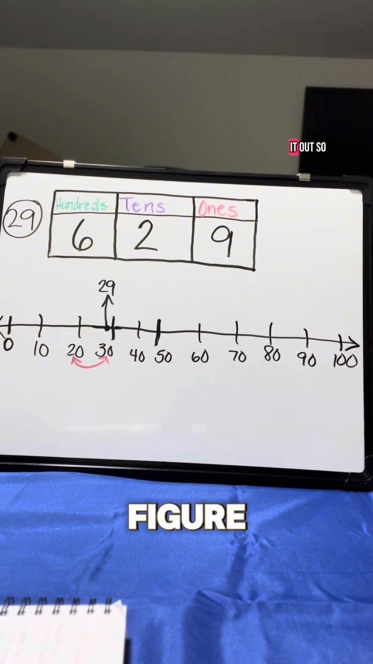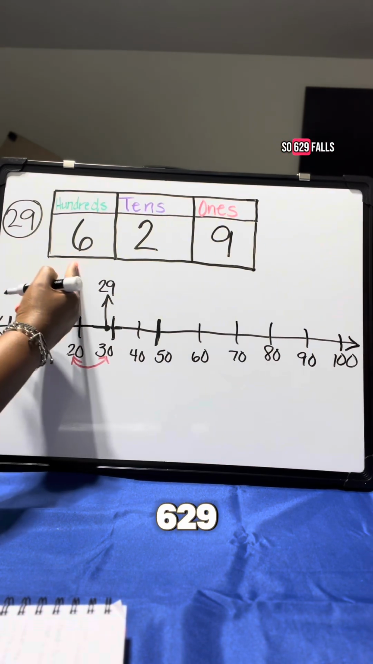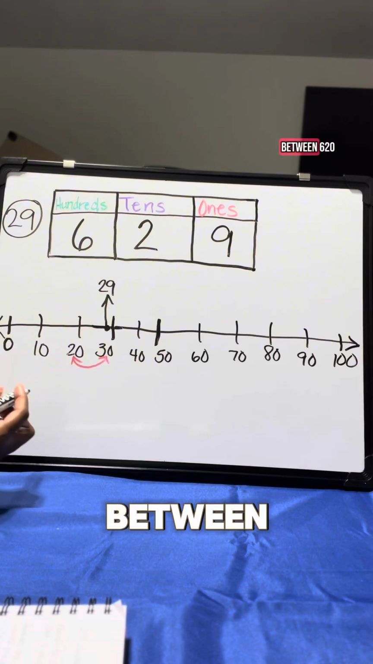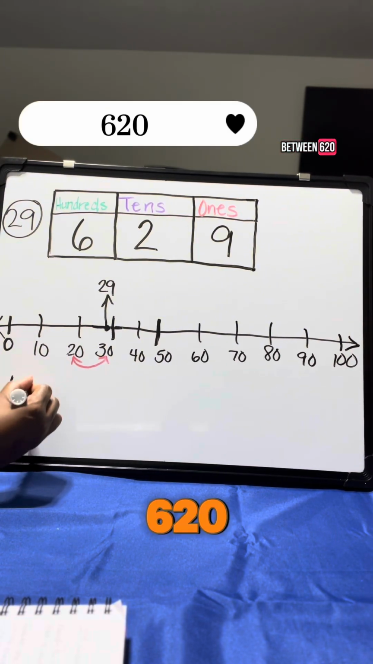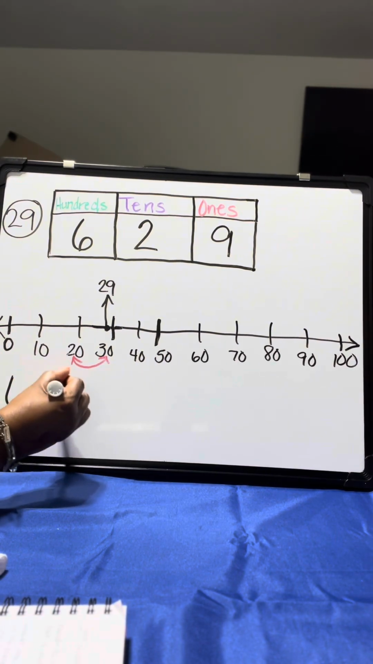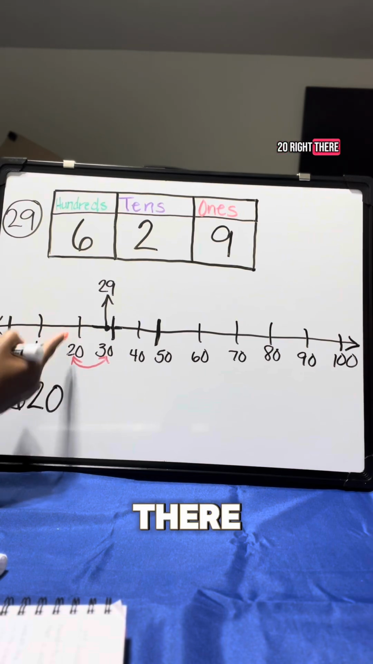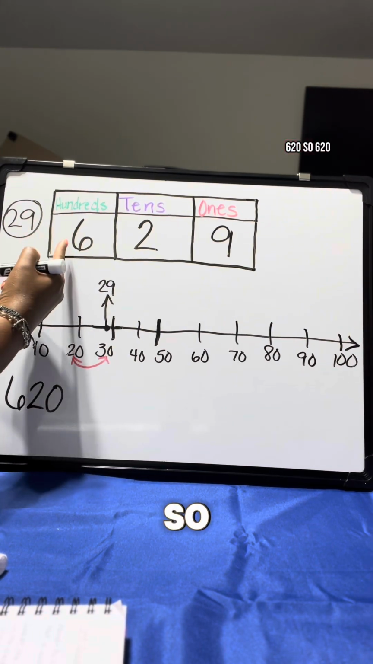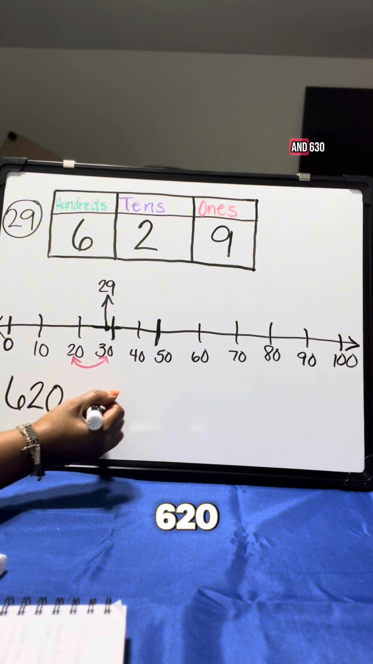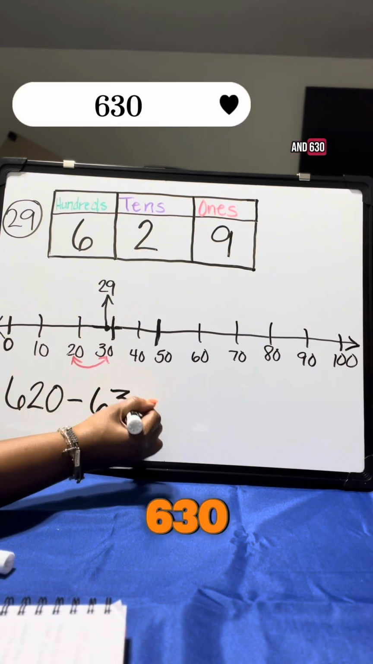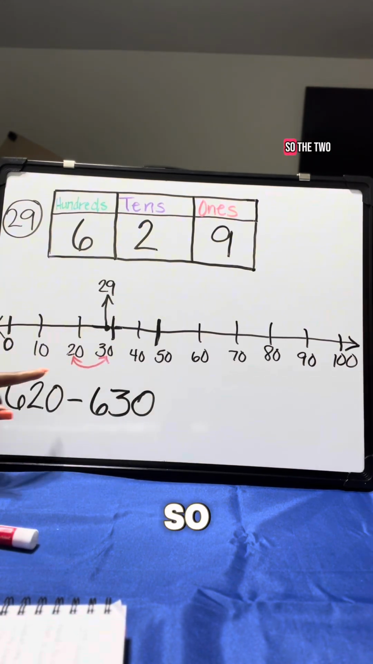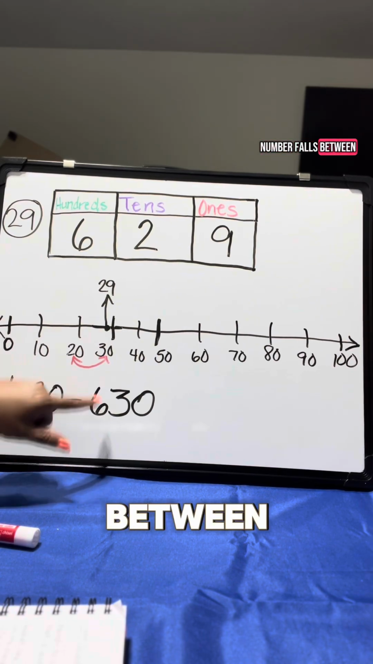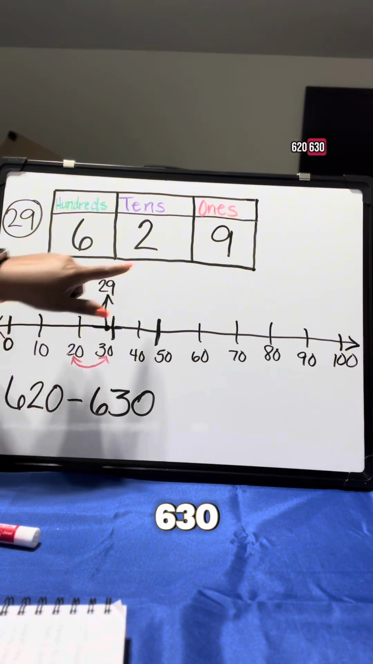Let's write it. 629 falls between 620. Even though I just got a 20 right there, we can't forget about this. The number is 620. So 620 and 630. The two tens that this number falls between are 620 and 630.